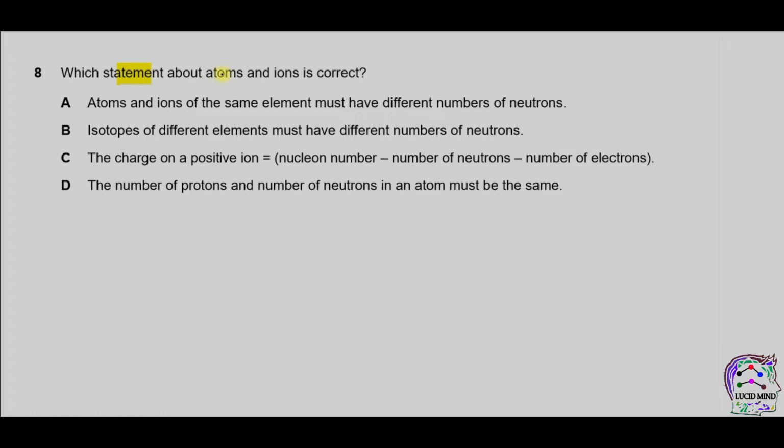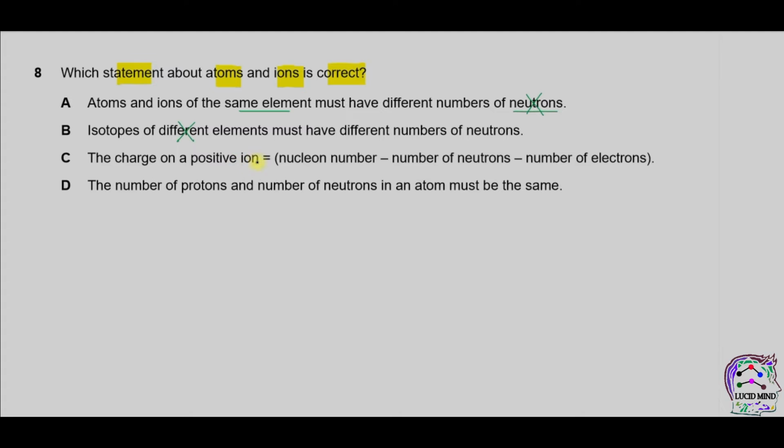Question 8. Which statement about atoms and ions is correct? Part A. Atoms and ions of the same element must have different number of neutrons. This statement is incorrect because in formation of ions from atoms, there is only a change in number of electrons. The number of neutrons does not change. So it should be different number of electrons. Part B. Isotopes of different elements must have different number of neutrons. Now the definition of isotopes is that they are atoms of the same element with different number of neutrons.